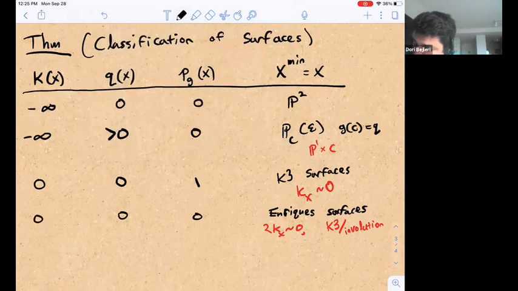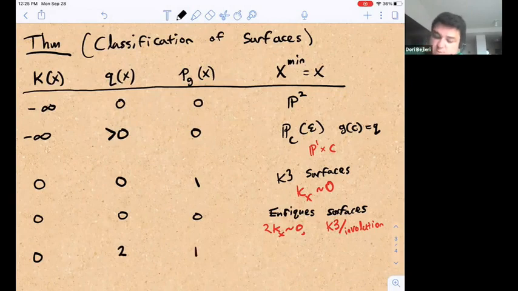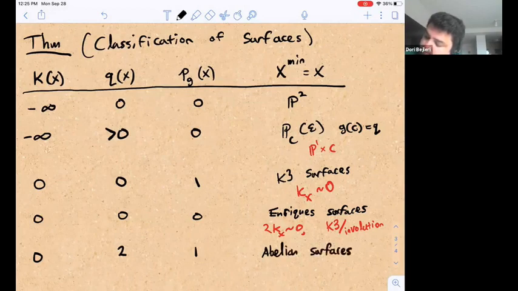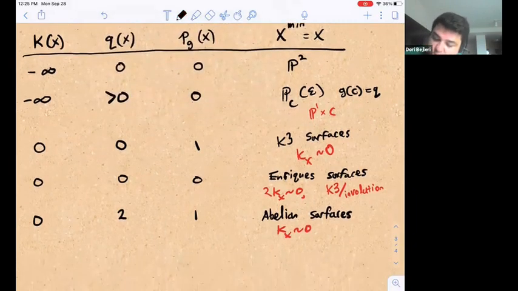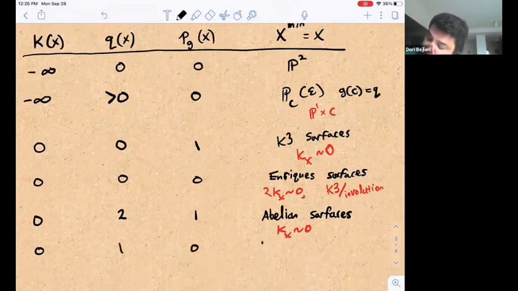Then we have abelian surfaces, so just two-dimensional abelian varieties, which have Kodaira dimension 0, irregularity 2, genus 1. And here again, the canonical itself is trivial. We have bielliptic surfaces, which we still have to justify the name bielliptic. So they have Kodaira dimension 0, irregularity 1, and genus 0.